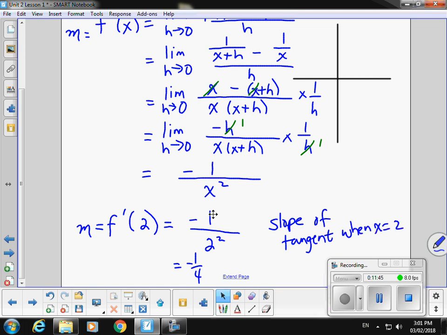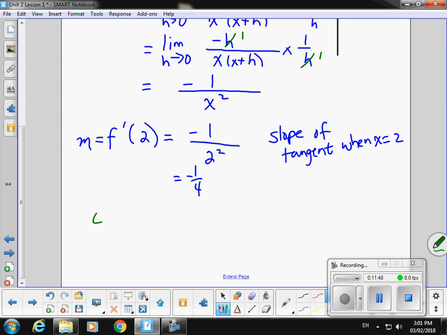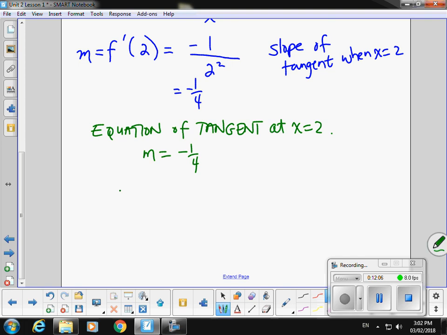I have been asked to find the equation of the tangent, which is why we did that silly review on the first day. So if I want the equation of the tangent at x equals 2, I have my slope, and I want to substitute any point that I know, and I want it specifically at that place. So I'm going to substitute this point into y equals negative 1/4 x plus b.